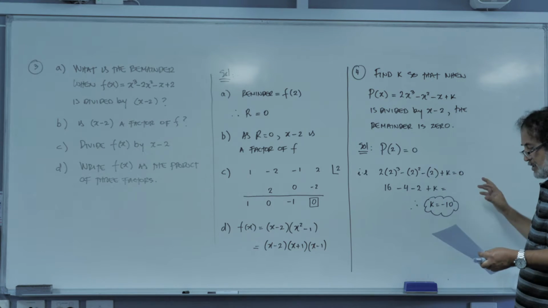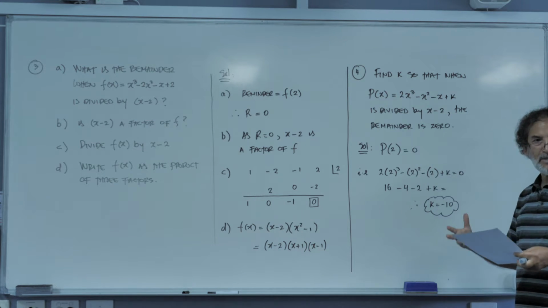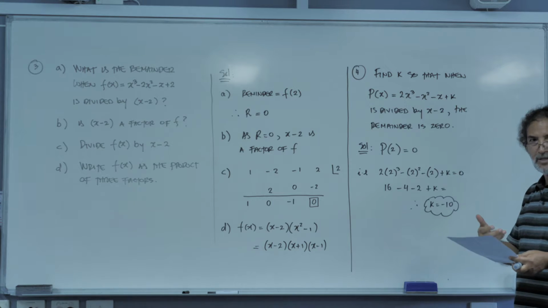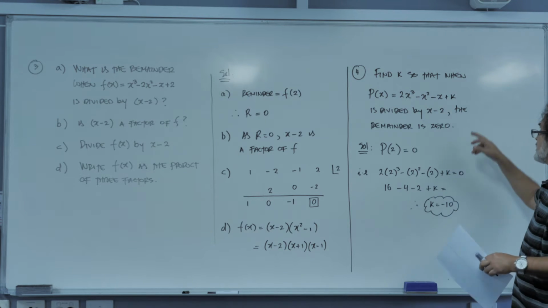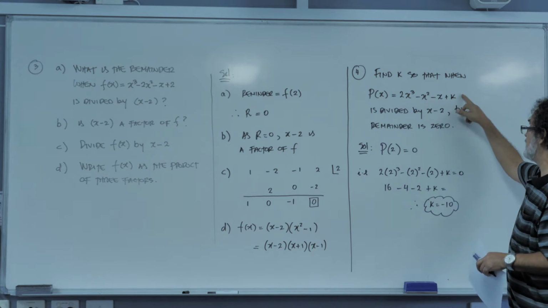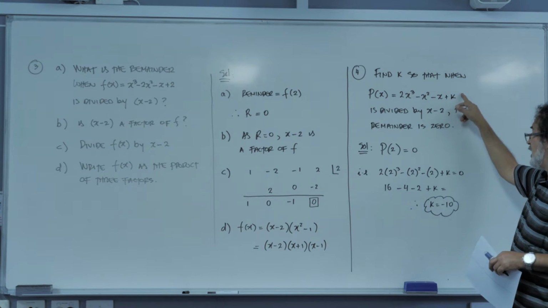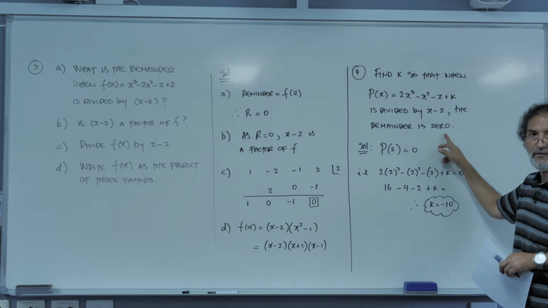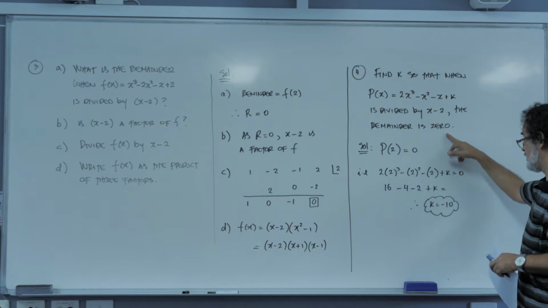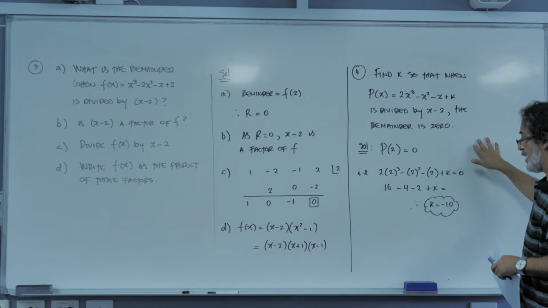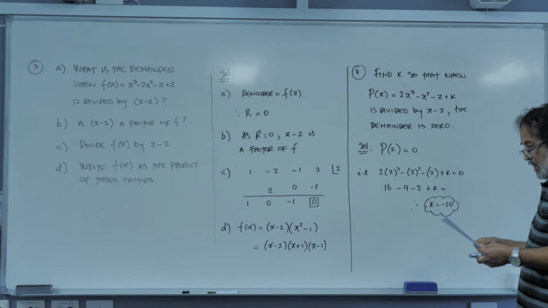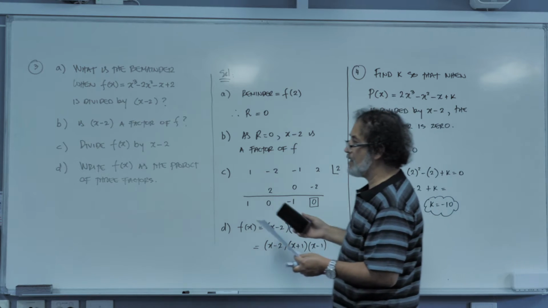So this question was a little bit different. This is still an application of the remainder theorem, but this time the question was about finding the constant when the remainder was given, and it was equal to 0. Another question like that?